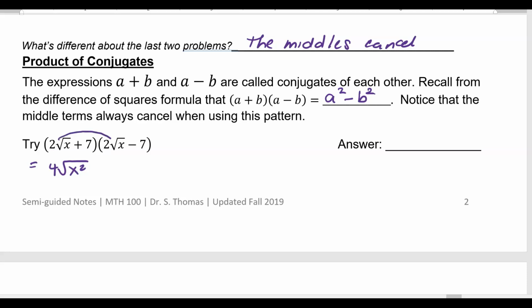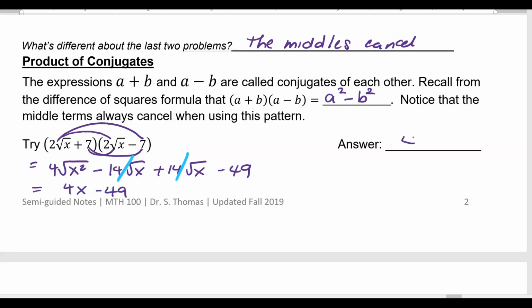Alright, so I did that first, and then you could have done this if you FOILed it all out. Minus 14 radical x, then inner plus 14 radical x, and then last minus 49. Again, since these are conjugates, the middles will cancel out. Then you have 4x minus 49. 4x minus 49 as the final answer.